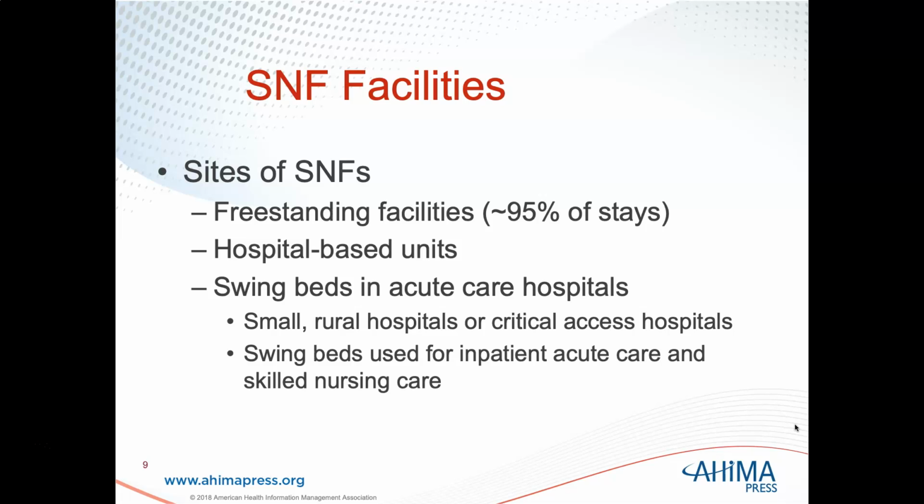So let's say for days 1 through 3 of the patient's stay in a small rural hospital or critical access hospital, they would be receiving inpatient acute care. Then on day 4, they would have been discharged to a skilled nursing facility. They're allowed to swing that bed and start providing skilled nursing care without the patient changing the bed or changing the room. But it becomes billed differently. And the services provided change with that definition as well.